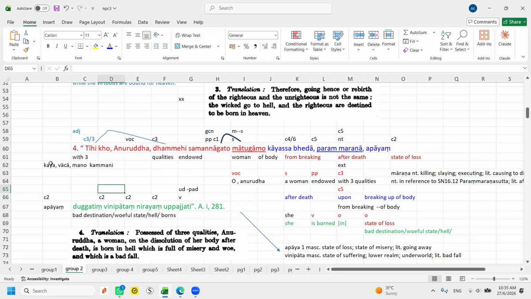It means kaya, body. The first precept is killing, body. The second precept is taking things without being given. The third precept is sexual misconduct. Okay, this is kaya. Then vacha, the 4th precept.